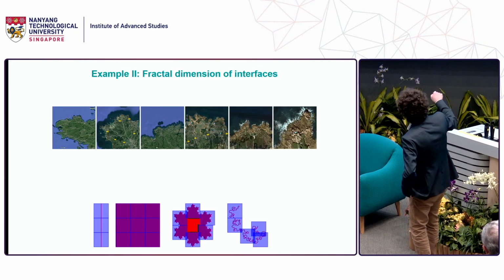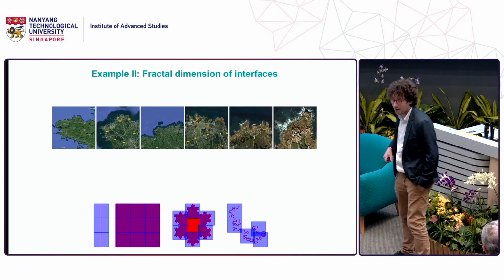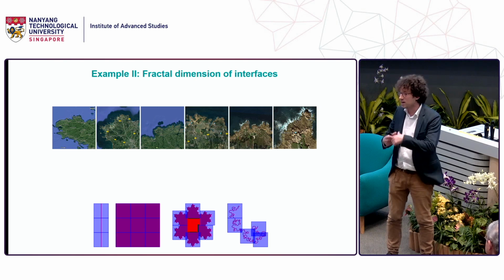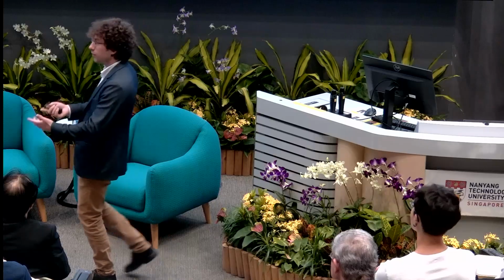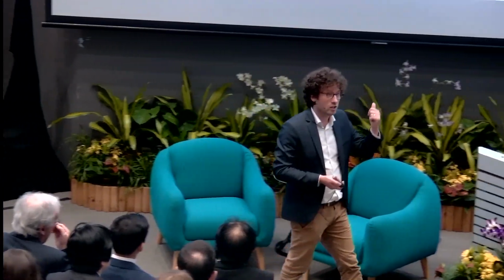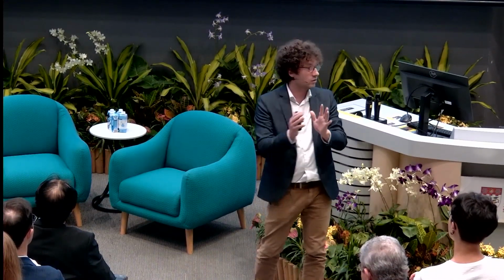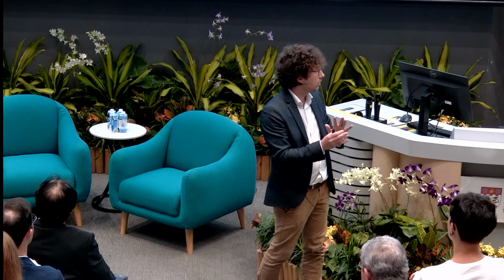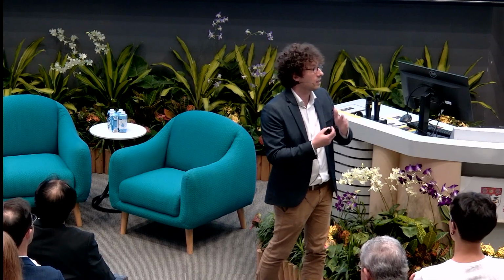If you do the same on a square, how many squares of size epsilon do you need to cover a square of size 1? You need 1 over epsilon squared. And this squared is why the dimension here is 2. If you would go to a cube, it would be 3, etc. These are the dimensions that you are used to, used to work with. These are the standard dimensions.